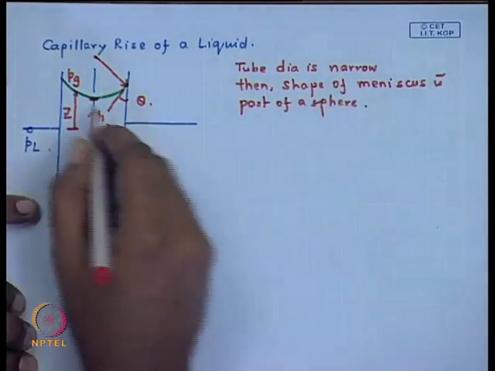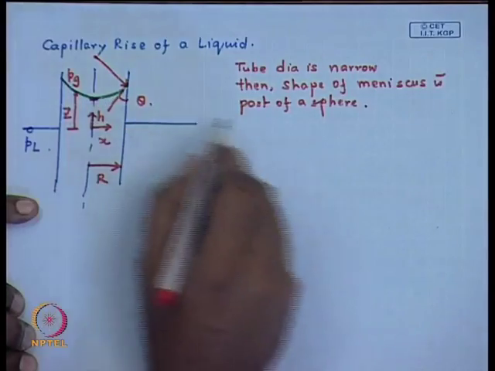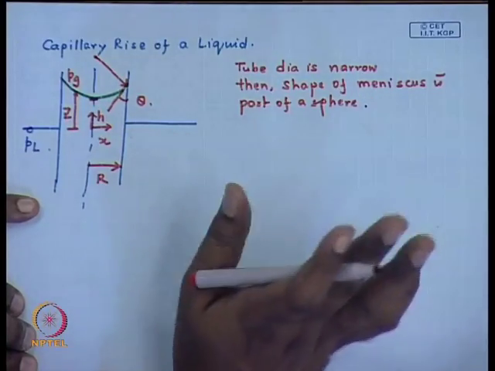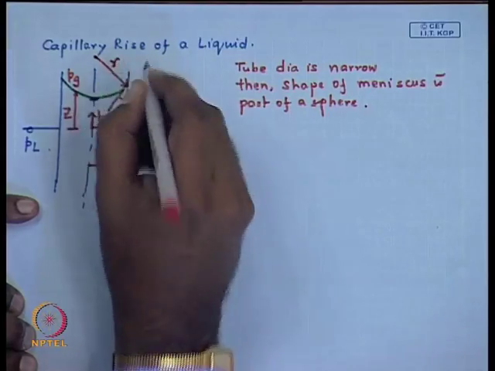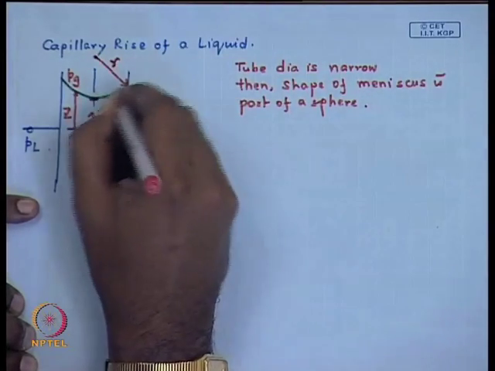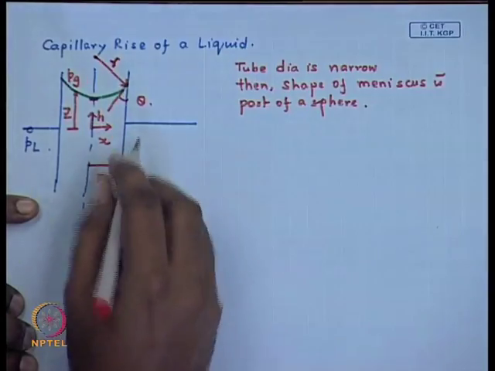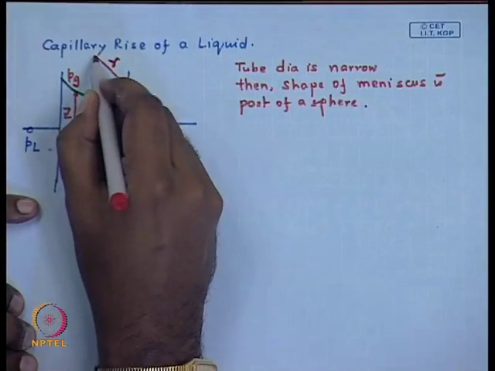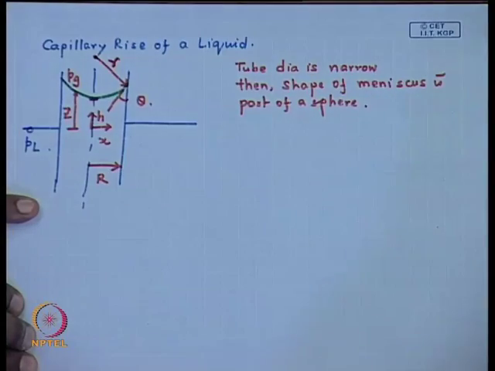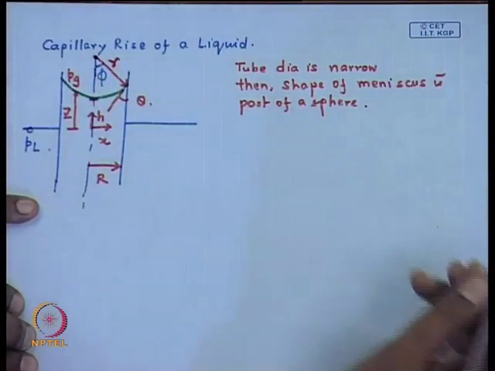If it is wide, what is going to happen? The central area is going to flatten due to the effect of gravity, or distortion due to gravity. We do not consider that effect. So, let us say this is r, the radius of curvature of the meniscus. Please do not confuse this with the tube radius. Tube radius is capital R, small r is the radius of curvature of the meniscus. Let us say this is the center, and we mark this angle as phi.